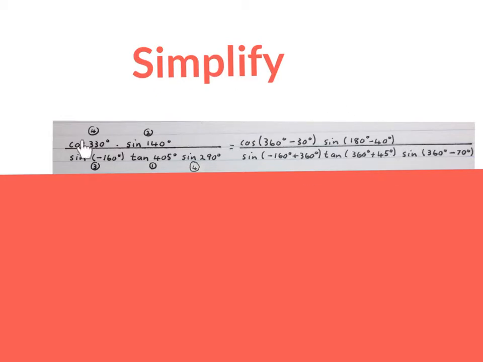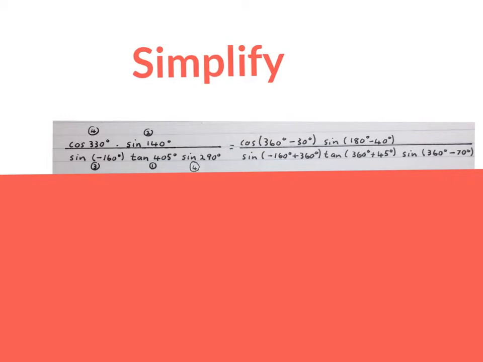But to get cos 330, we'll go 360 minus 30. To get sine 140, we'll go sine 180 minus 40. To get sine minus 160, we'll add 360 to it to get a positive angle. Then the 405 will be 360, one revolution, plus another 45 degrees. And the 290 will be 360 minus 70 degrees. Because this writing confuses a lot of kids, I advise them to skip this step and understand what we say next.